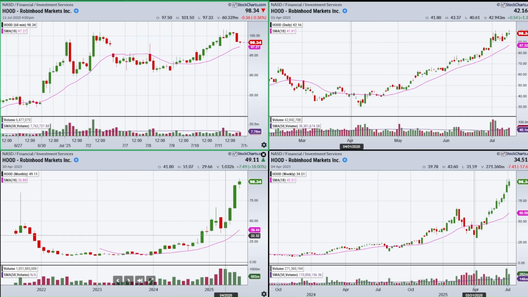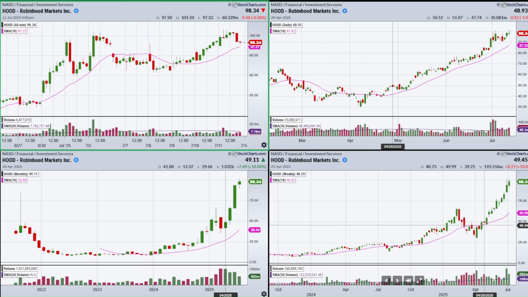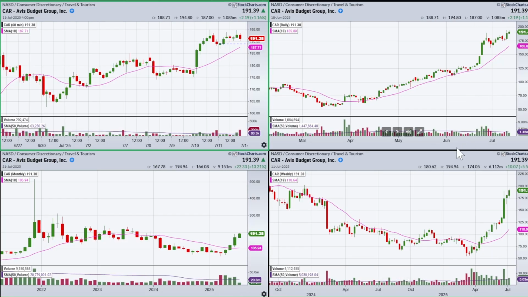Now, again, I'm not looking at the momentum indicators. The momentum indicators can add some value here, but we want to make sure we understand how to do this without them first. All right, let's look at another example, this Avis Budget.